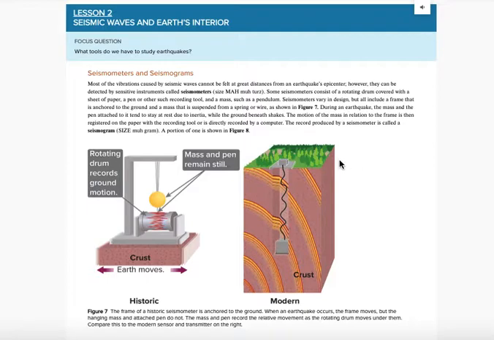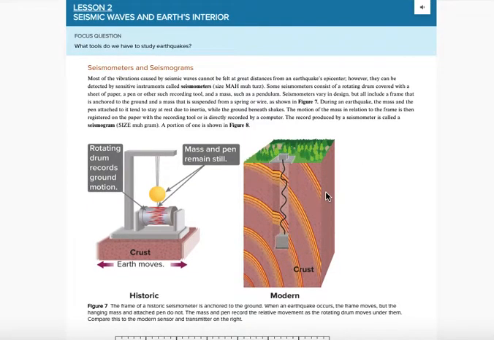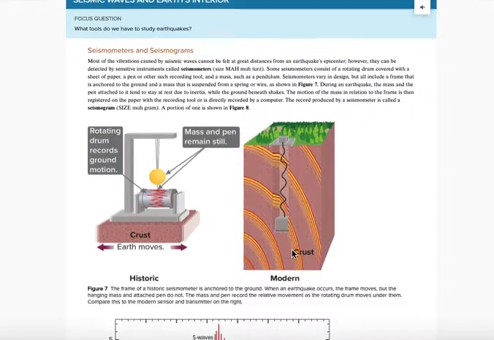And what's cool is they have these up on land. I've actually heard of these becoming more common, even in people's houses. But they will often go and put these deep inside of the earth to get a better idea of where the actual focus of the earthquake was.